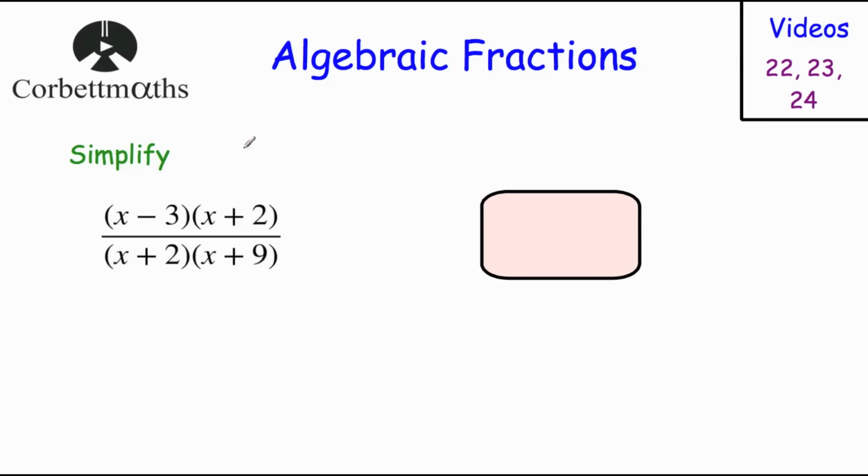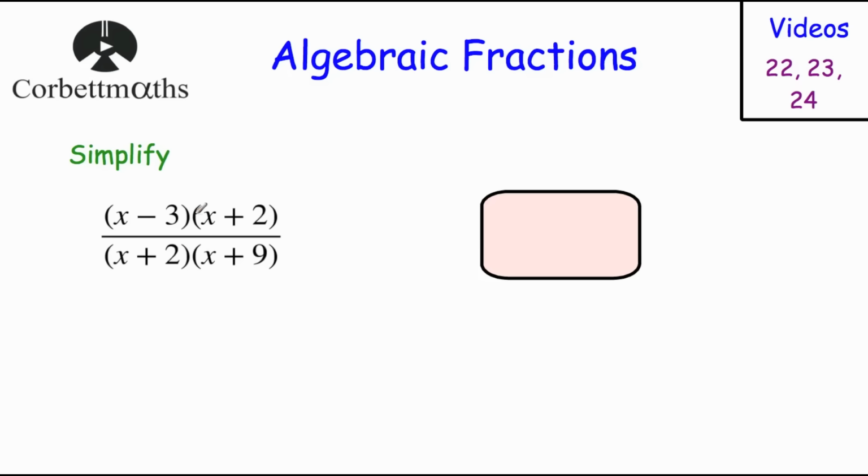And whenever we're cancelling down fractions, we try to divide the numerator and the denominator by the same thing, so they get simpler. So as you can see here, if we look at the top, we've got x minus 3 times x plus 2, and on the bottom we've got x plus 2 times x plus 9. Now as you'll notice, we've got two brackets that are the same. We've got this x plus 2 and x plus 2.